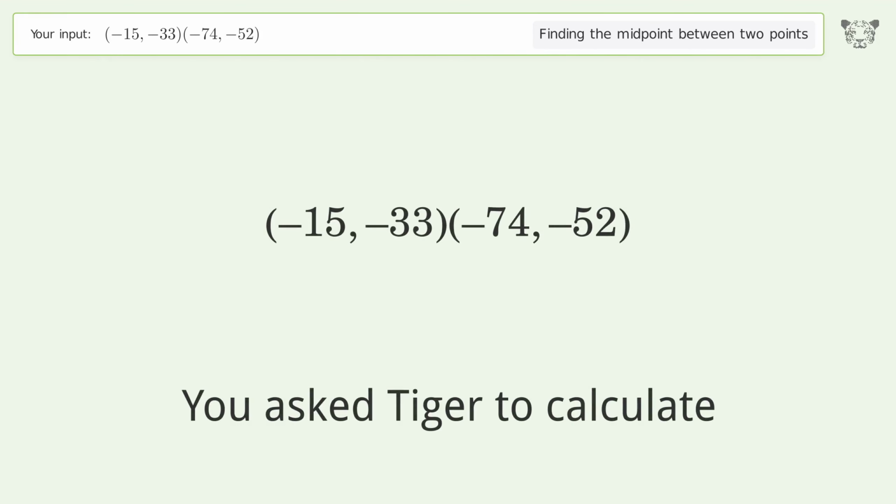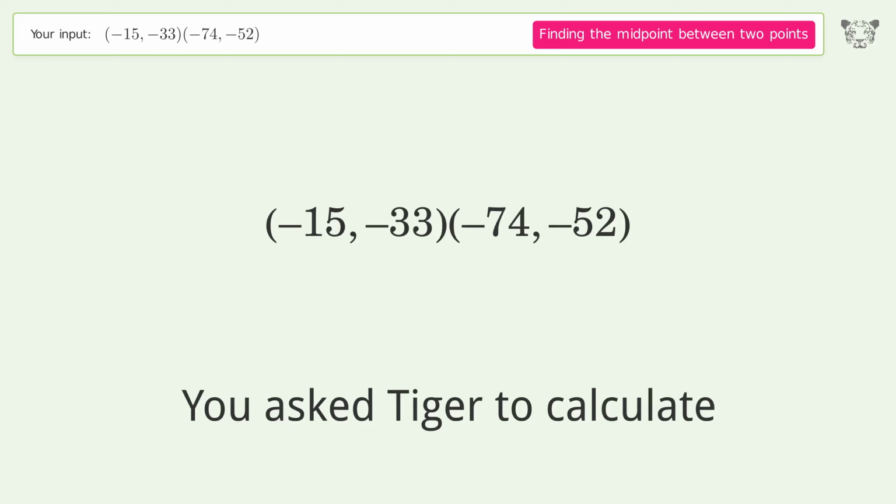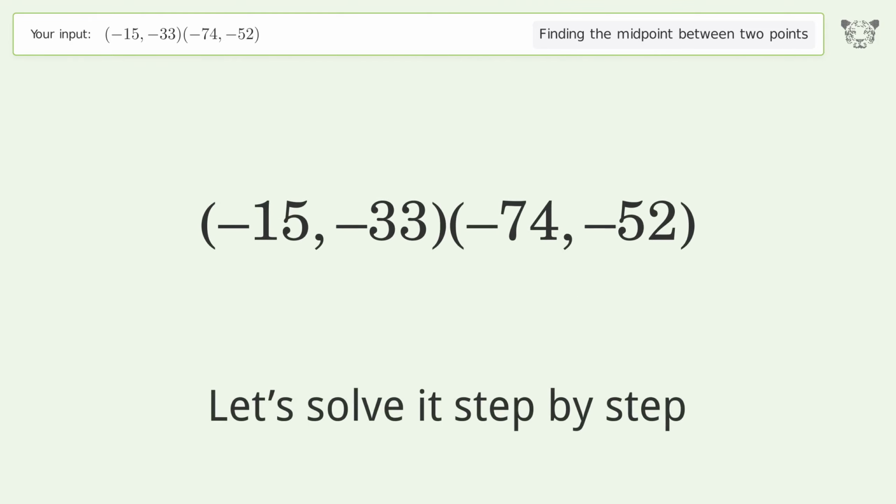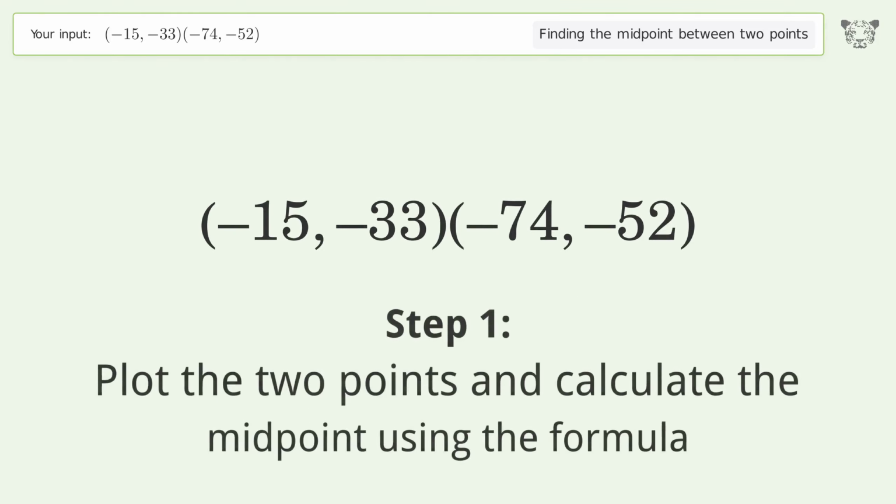You ask Tiger to calculate. This deals with finding the midpoint between 2 points. The midpoint between the 2 points is negative 44.5, negative 42.5. Let's solve it step by step. Plot the 2 points and calculate the midpoint using the formula.